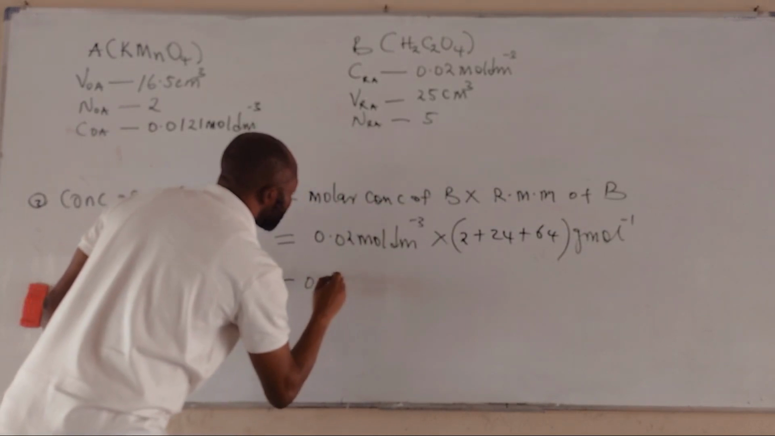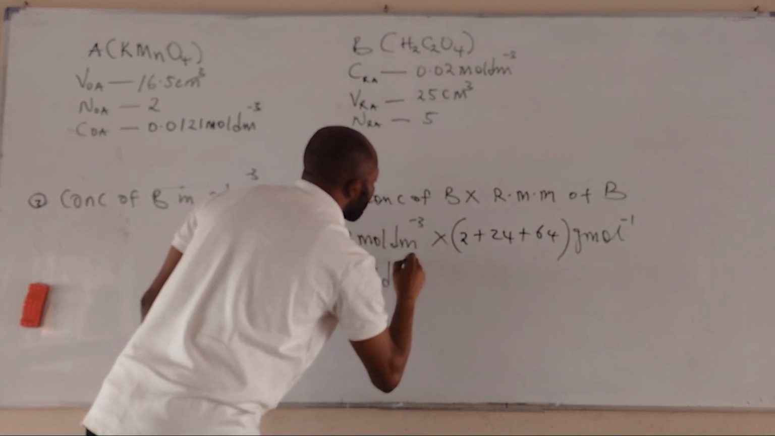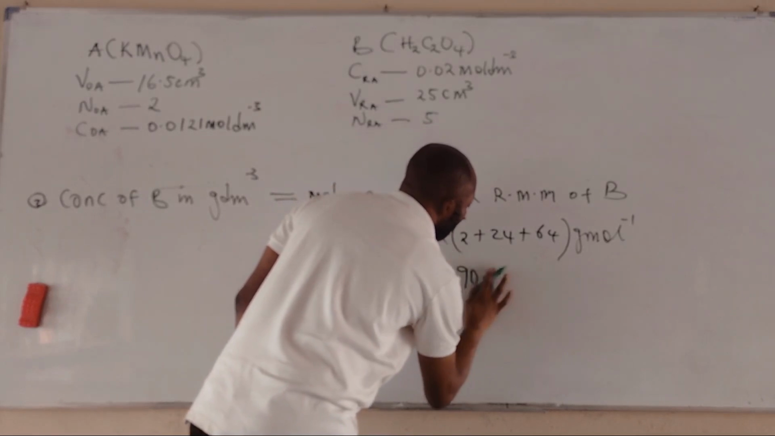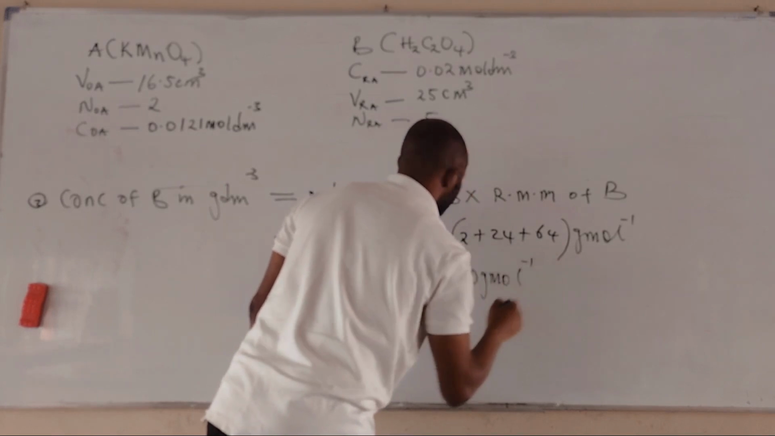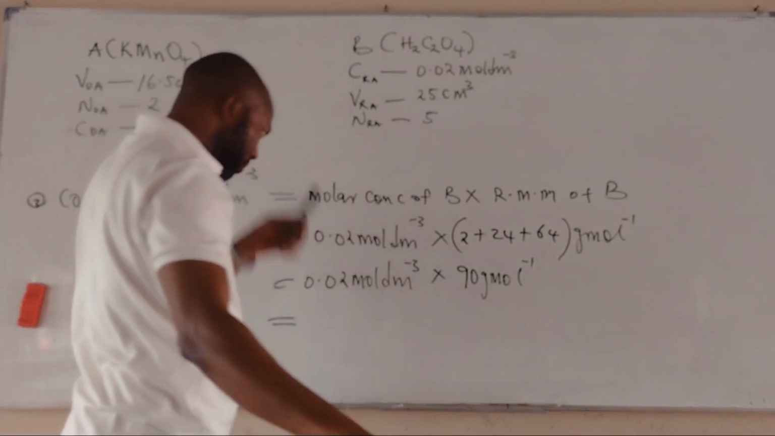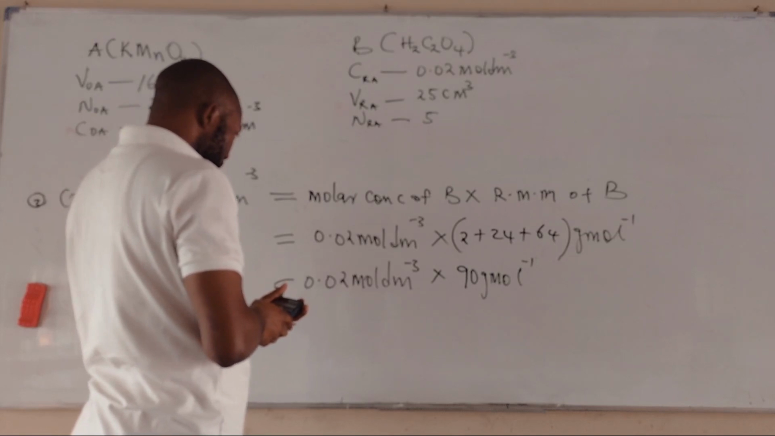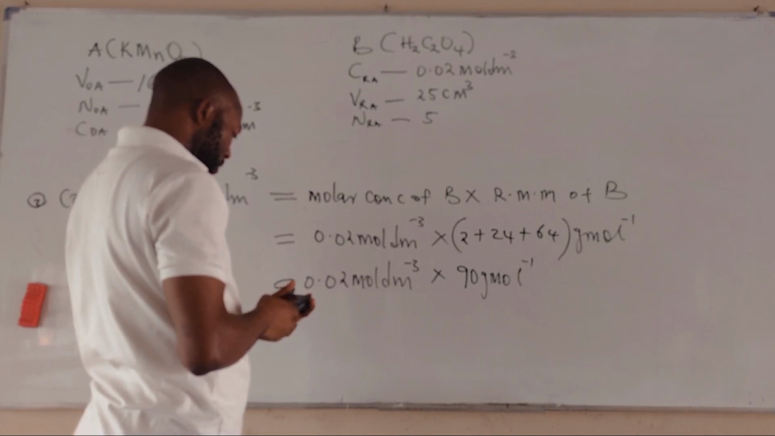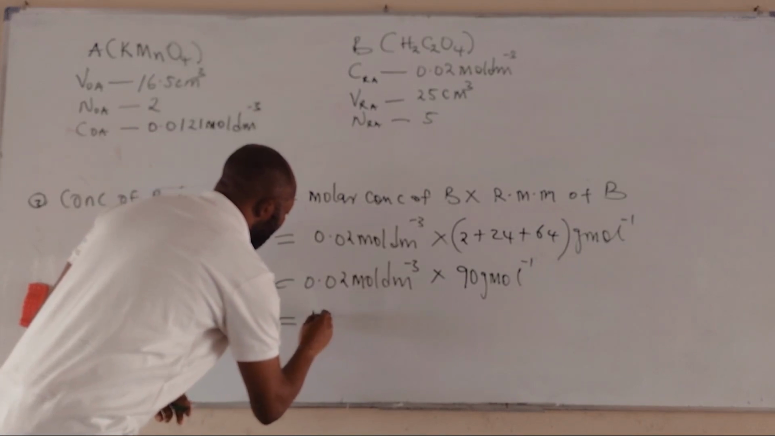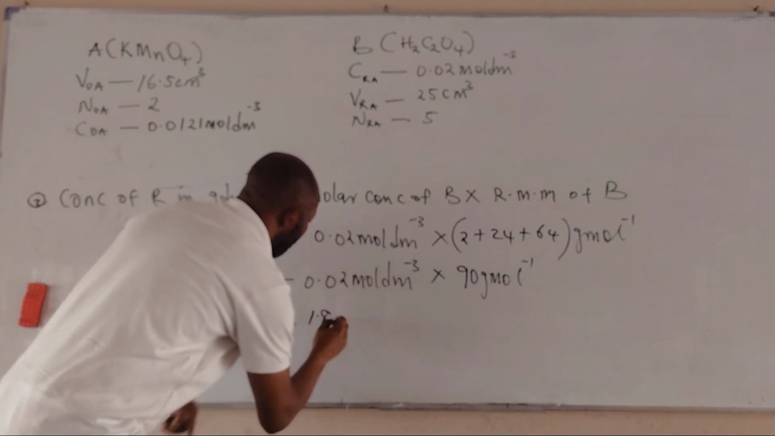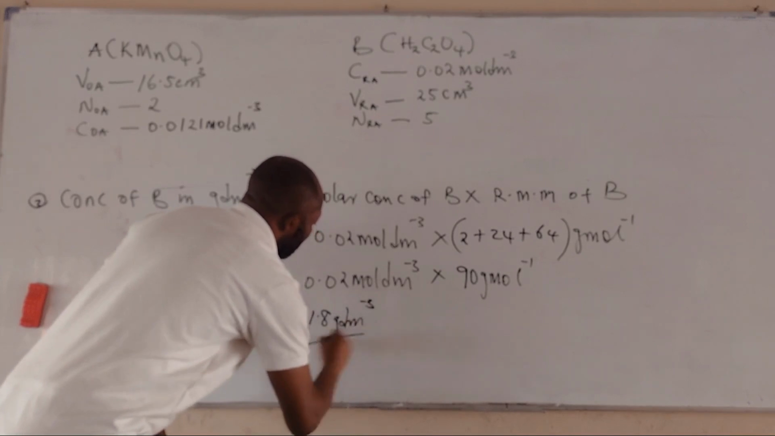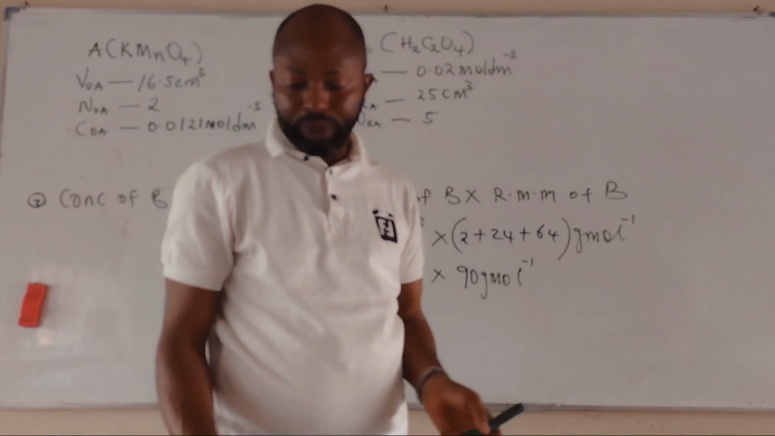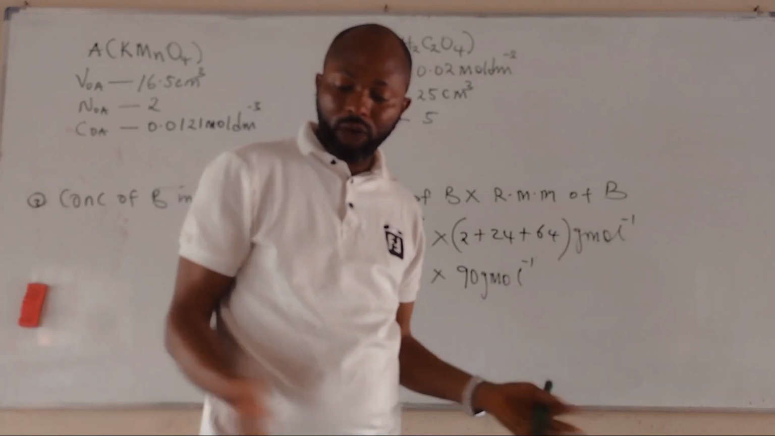And this is equal to 0.02 mole per dm cube times 90 g per mole. And this is equal to 0.02 times 90, which is 1.8 g per dm cube. So let's verify that A is a solution of KMnO4, and B is 0.02 mole per dm cube of ethanedioic acid. So we've done the needful.